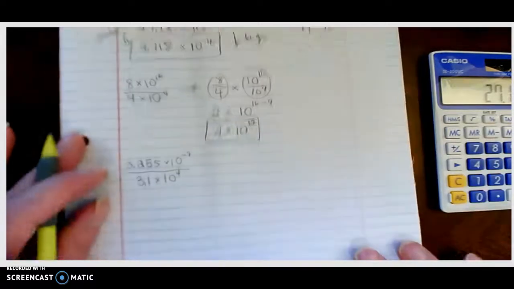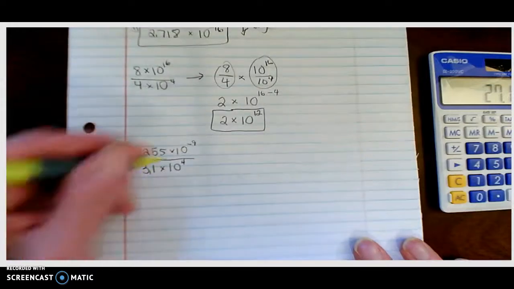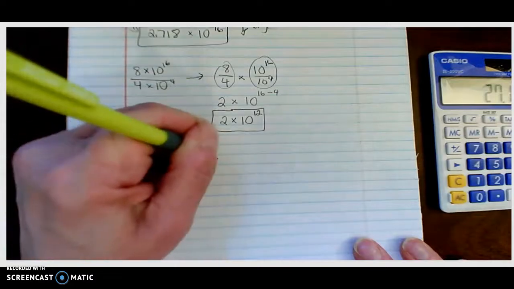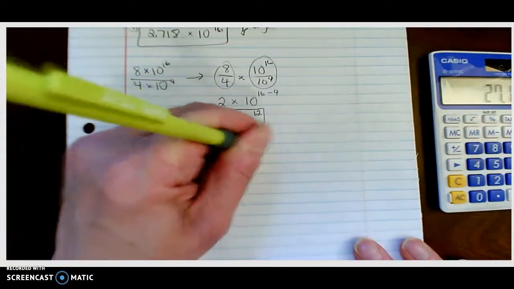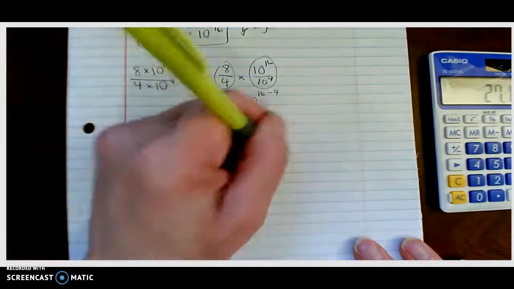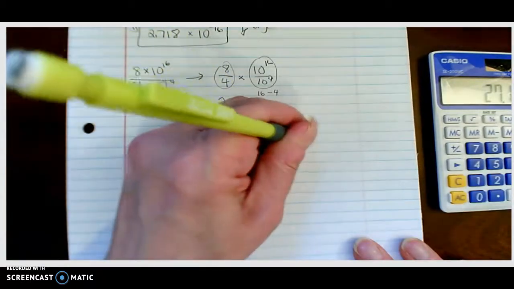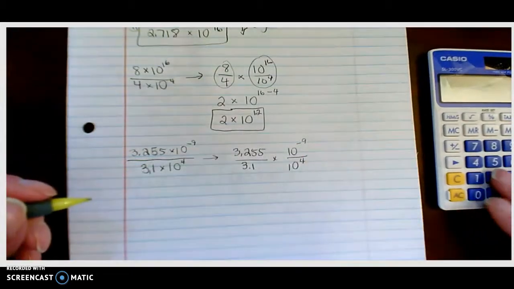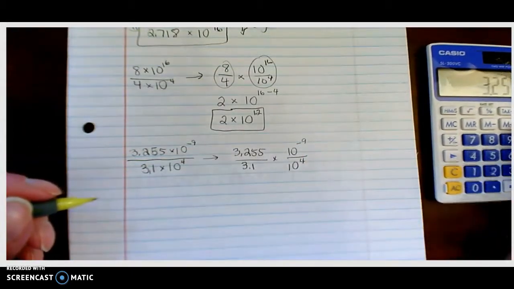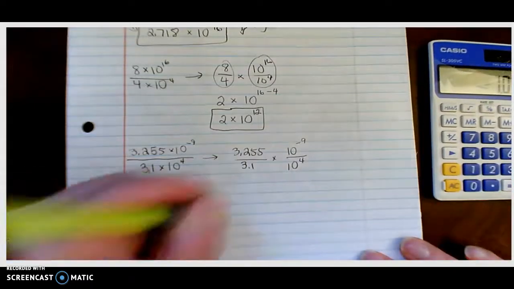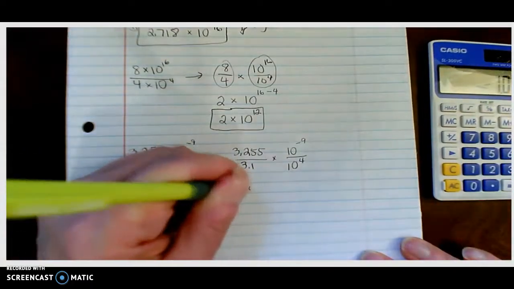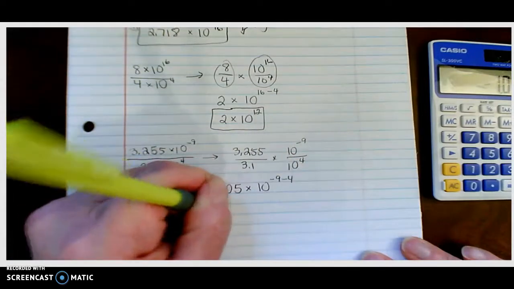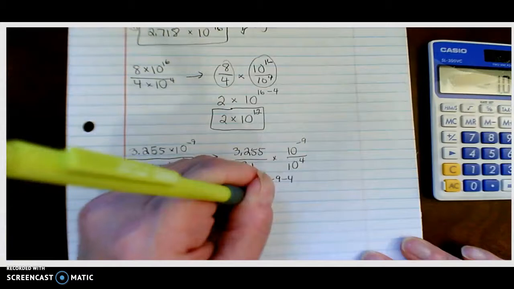Okay, so the next one is a little bit tougher. 3.255 times 10 to the -9th over 3.1 times 10 to the 4th. But again, we're going to start the same way. We're going to make it 3.255 over 3.1 times 10 to the -9th over 10 to the 4th. So we're going to start by doing that division. That's not one I can do in my head. 3.255 divided by 3.1 is 1.05 times 10 to the power of -9 minus 4. So this is going to be 1.05 times 10 to the -13th.